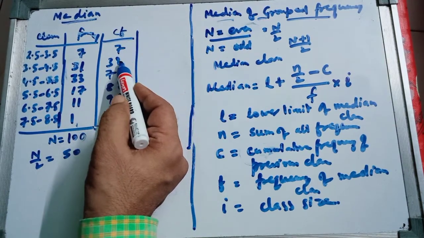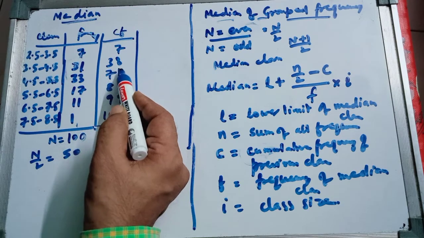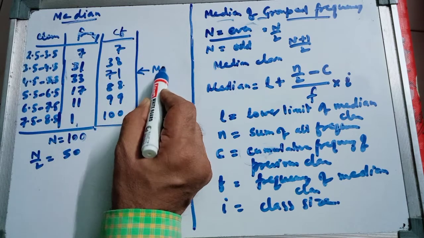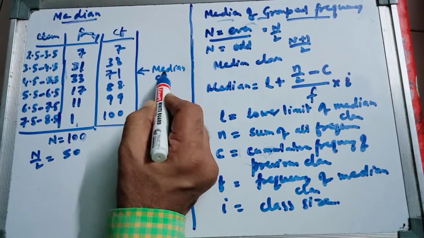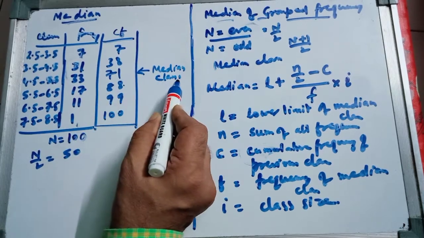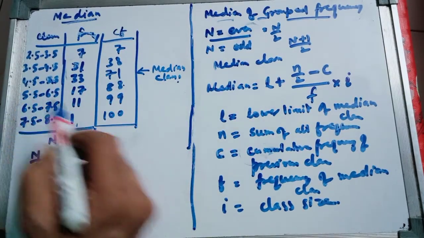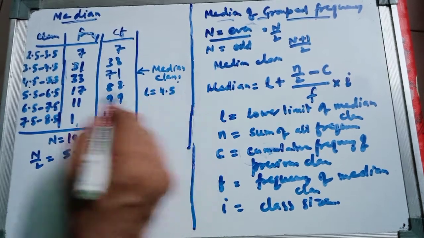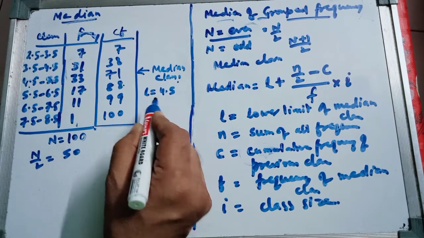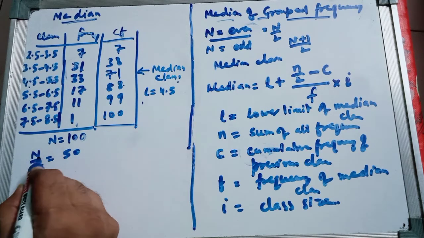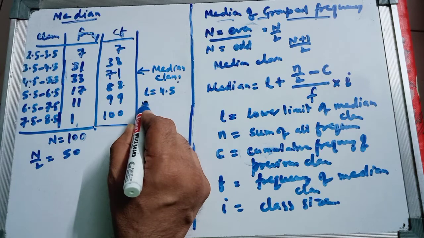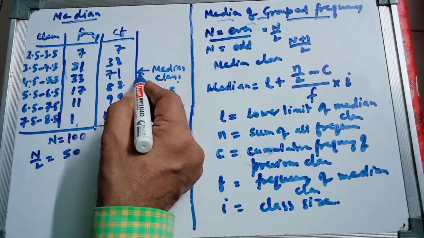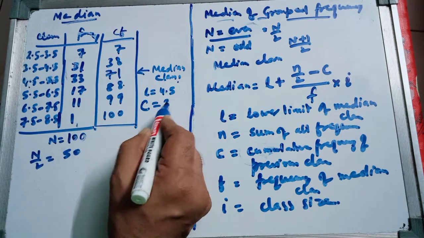So you see where 50 is covered. Here it is up to 7, here up to 38 covered. So 50 is less than 71. So this class is the median class. From this median class, the lower limit L is 4.5. N is already given as 100, and C, capital C, is the cumulative frequency of the class previous to the median class. So that is 38.